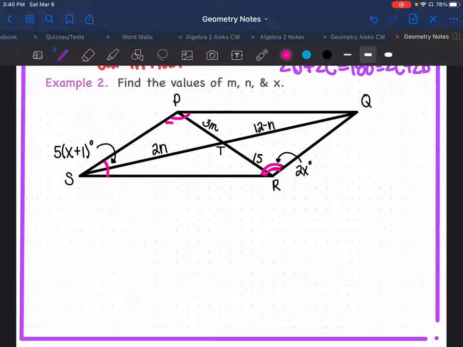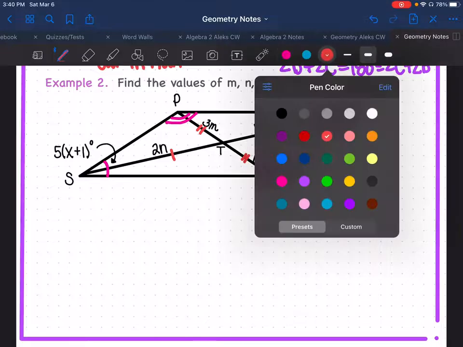P would be the same as R, and Q would be the same as S, right? Because the properties say that the opposites are congruent. So that's not going to help. I'm going to have to find a different one. I also can see that I have diagonals in here. So this is the same as that, and this is the same as that. There we go. That's where I'm going to start.